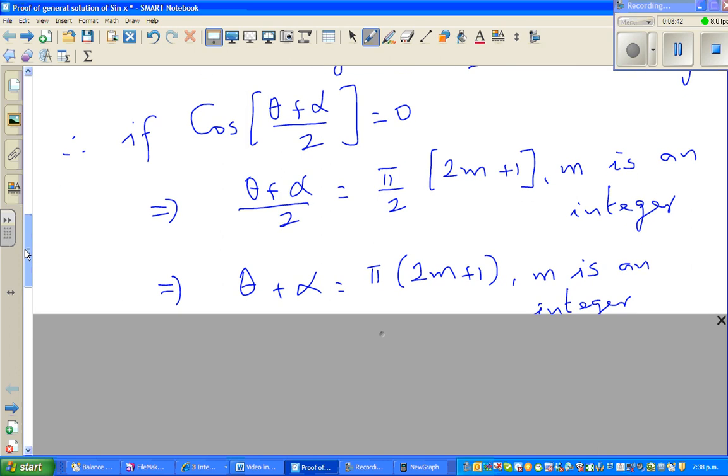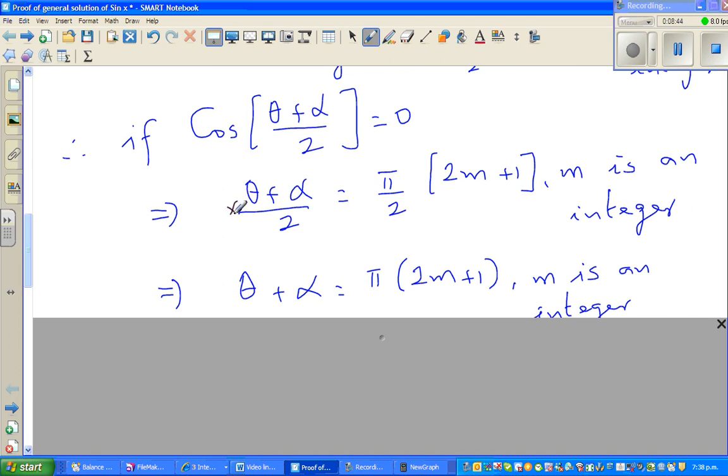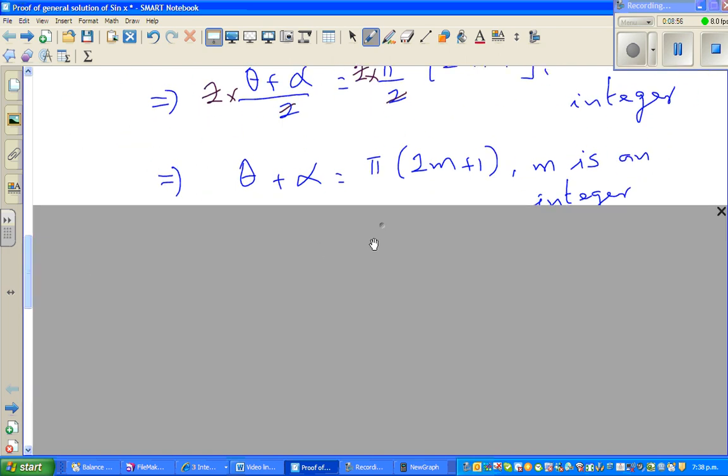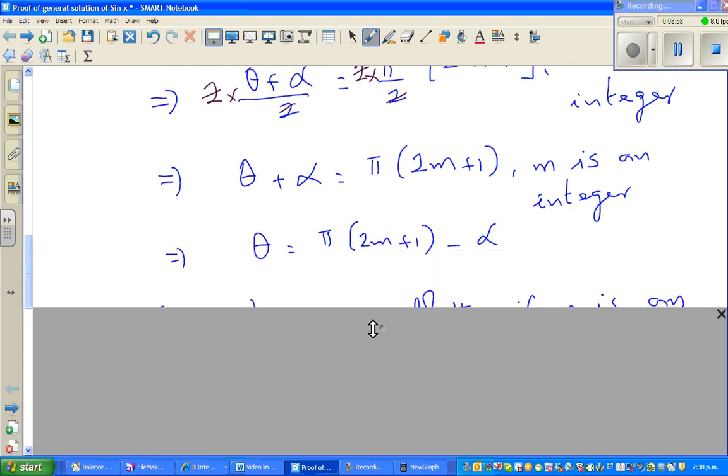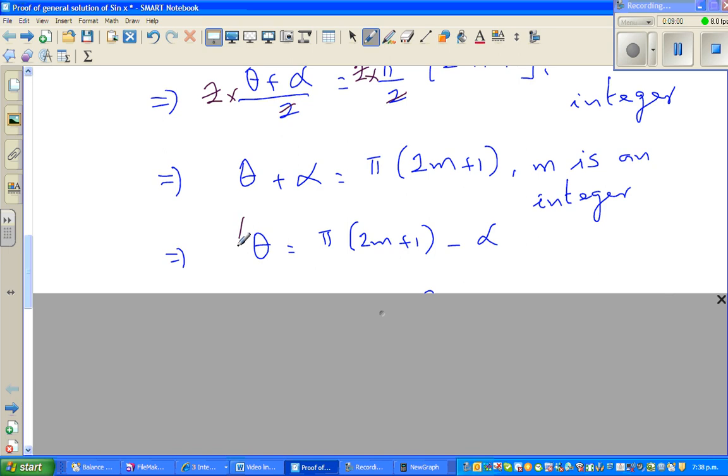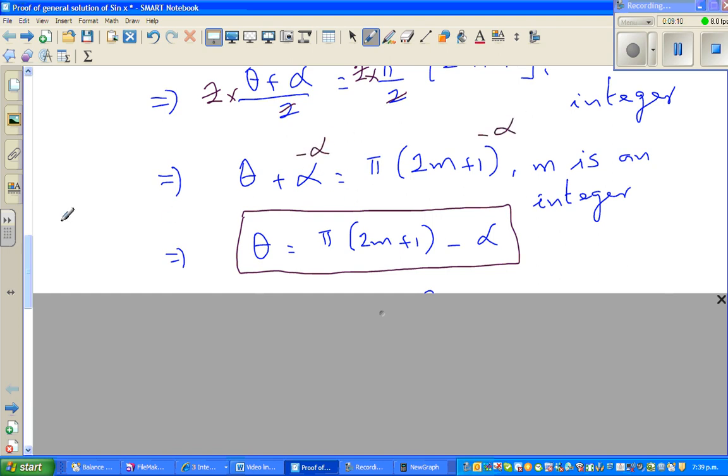Now you do a little algebra. If you multiply this with 2, you also multiply this with 2. So this and this get cancelled. So I can say theta plus alpha is pi times 2m plus 1, where m is an integer. And that ultimately brings us to this: theta is pi times 2m plus 1 minus alpha. You're taking alpha out from this side, so you take away alpha from this side.